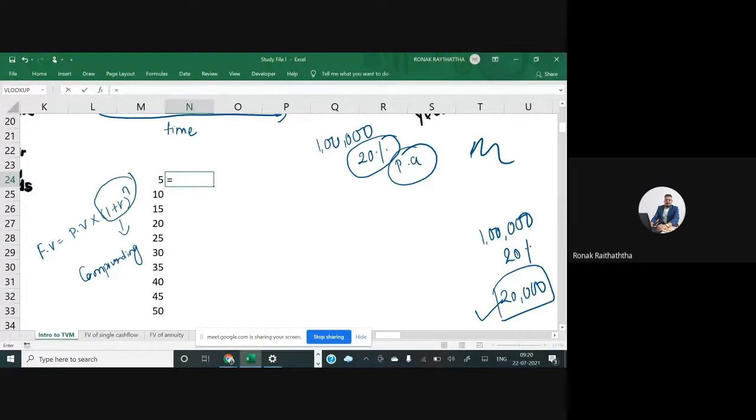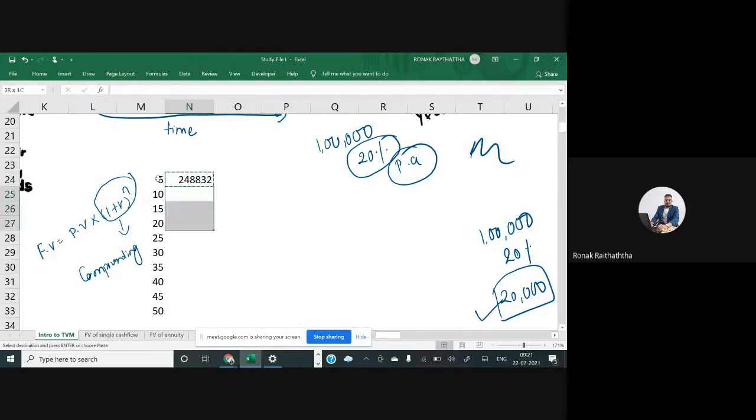We have heard this word quite a few times, but we haven't realized this yet. 1 lakh rupees multiplied by (1 plus R), where R stands for the 20 percentage in this case, closing the bracket, raised to, here in this case it will be 5, because I'm investing my 1 lakh rupees for 5 years. So if I press enter, my money value reaches somewhere near 2,48,832.